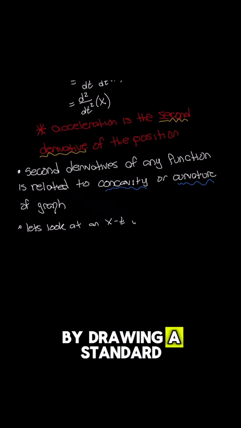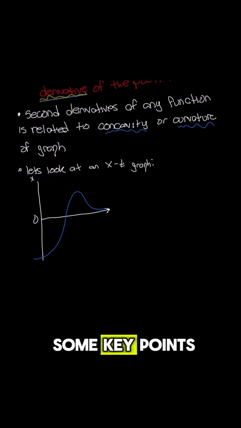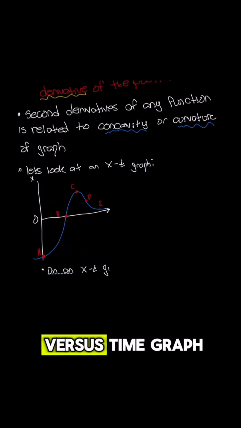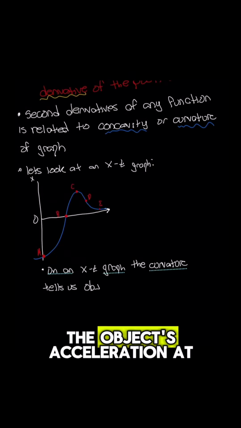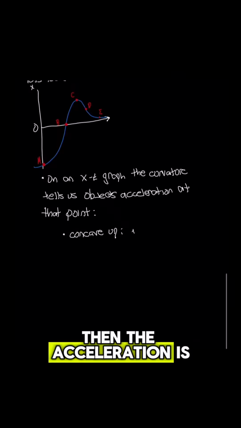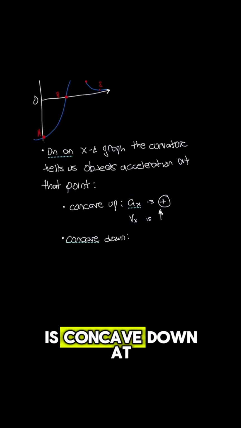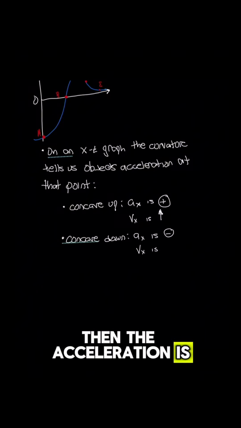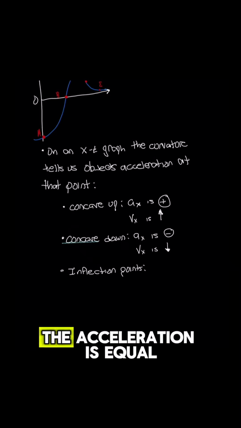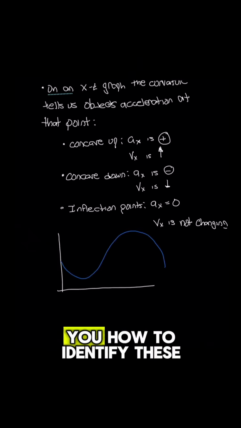So we can start by drawing a standard position versus time graph as seen below. And so we can identify some key points on this position versus time graph, which we label A, B, C, D, and E. So on a position versus time graph, the curvature tells us the object's acceleration at that point. So if the slope is concave up, then the acceleration is positive and the velocity is increasing. And if the slope is concave down at that point, then the acceleration is negative and the velocity is decreasing. And if at that point it's an inflection point, the acceleration is equal to 0 and the velocity is not changing. And below I'll show you how to identify these.